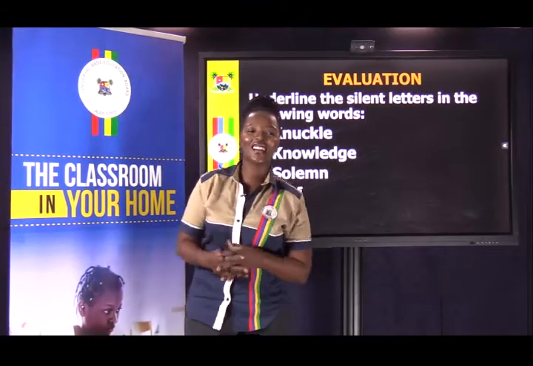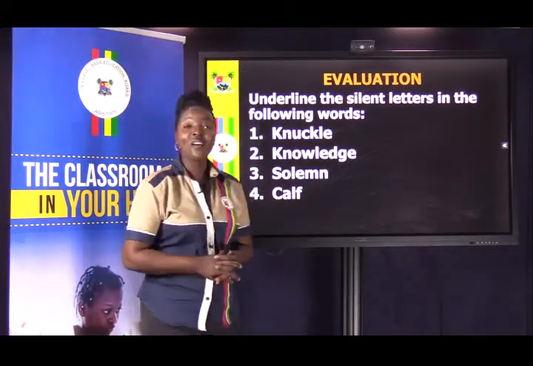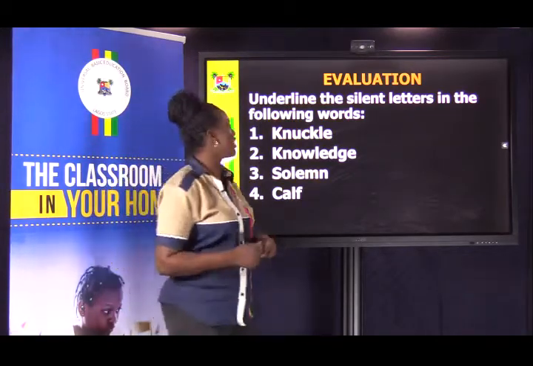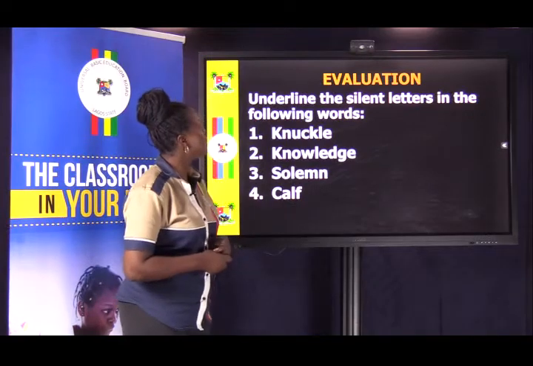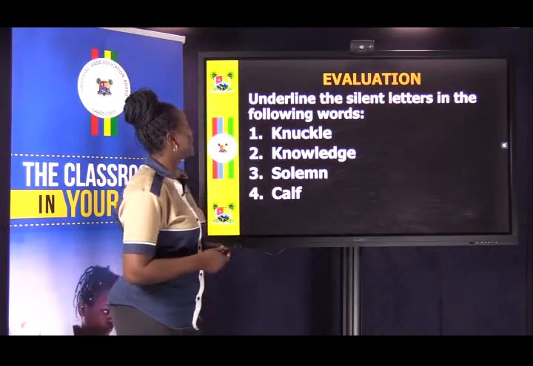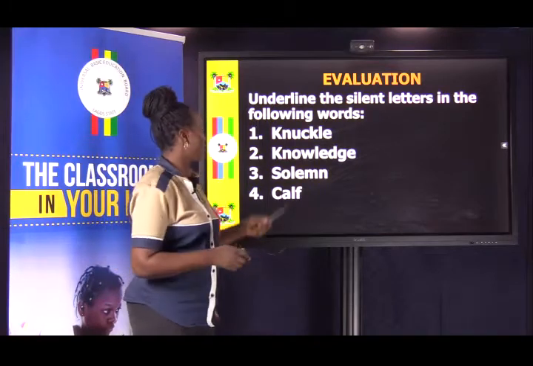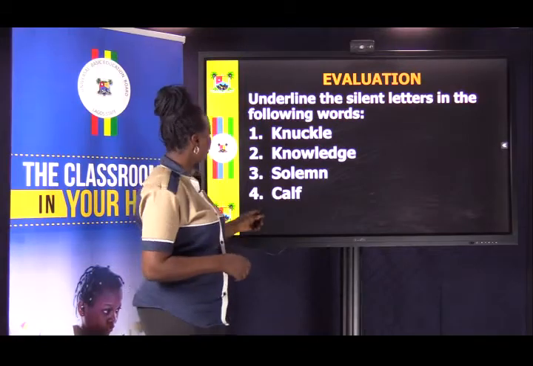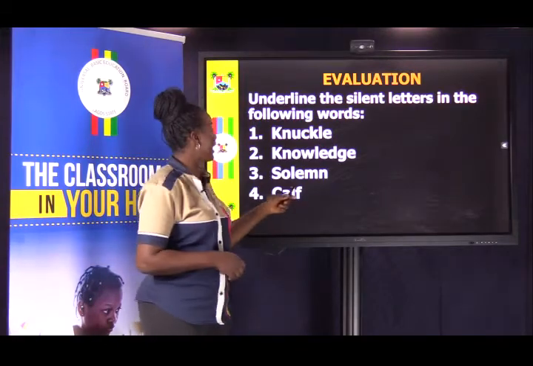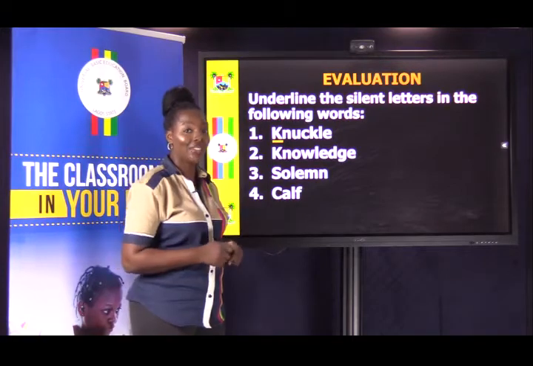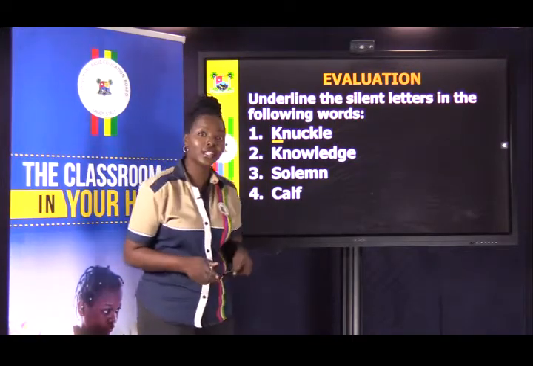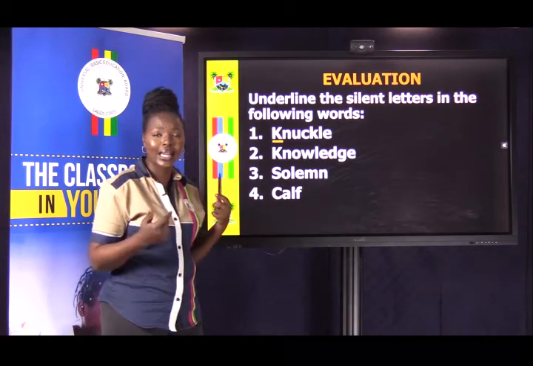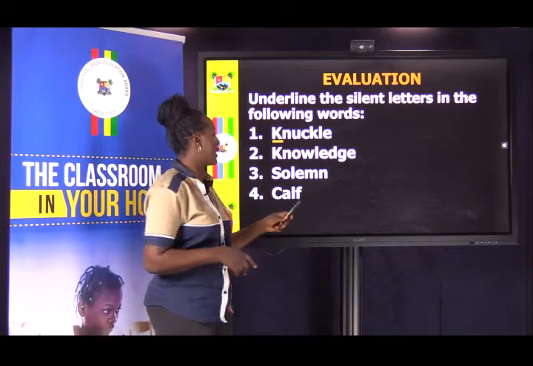Okay, all right. How was it? Were you able to attempt all? Beautiful. So let's get the correction done. From the instruction, you're to underline the silent letters in the following words. For number one, knuckle. From the word knuckle, the letter K is silent, right? Because you cannot hear it. It sounds odd, even with the pronunciation of letter K. So knuckle is the correct pronunciation.